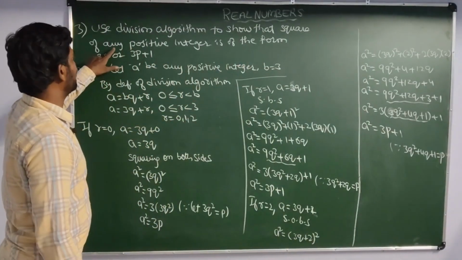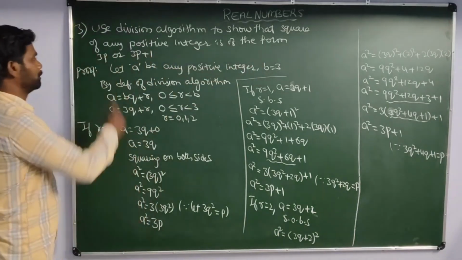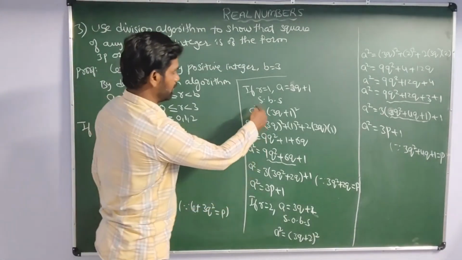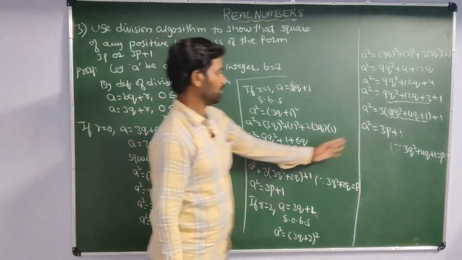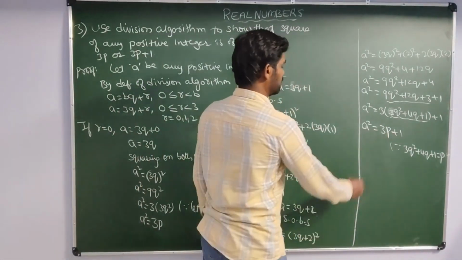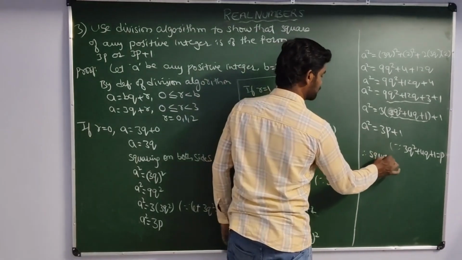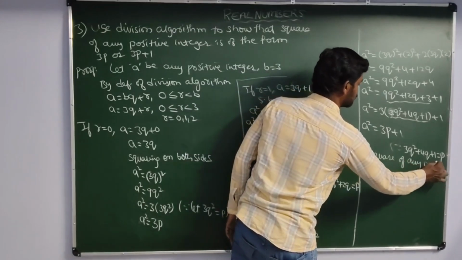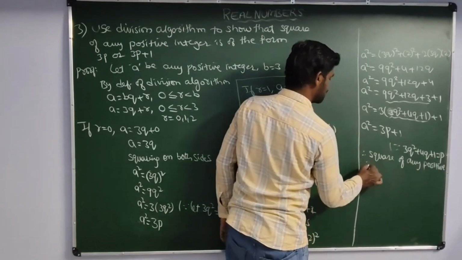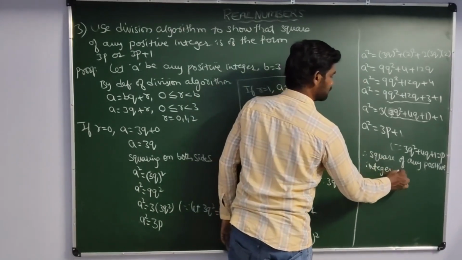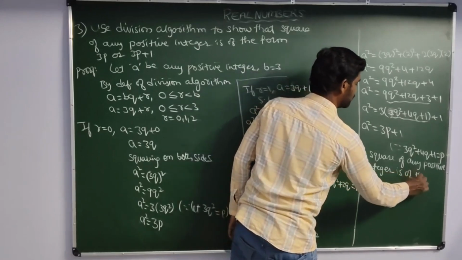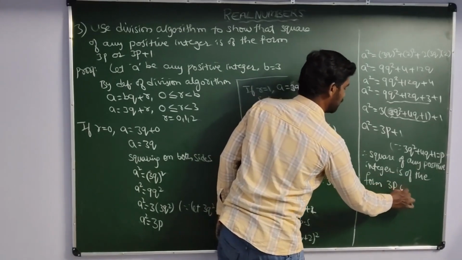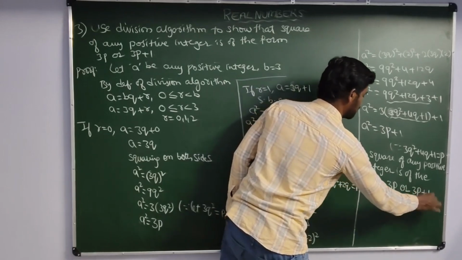So square of any positive integer is of the form 3p or 3p plus 1. So observe once: in the first case, a square is equal to 3p. Next, a square is equal to 3p plus 1. And here also a square is equal to 3p plus 1. Therefore, square of any positive integer is of the form 3p or 3p plus 1. This is the proof.